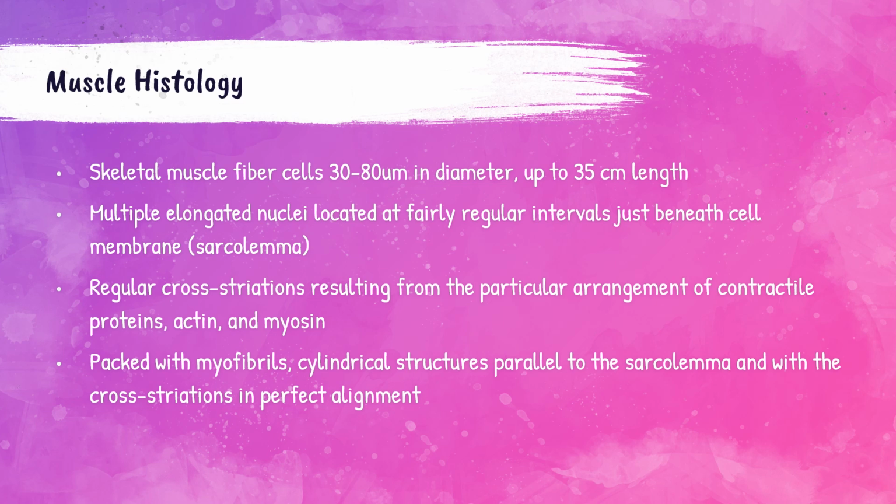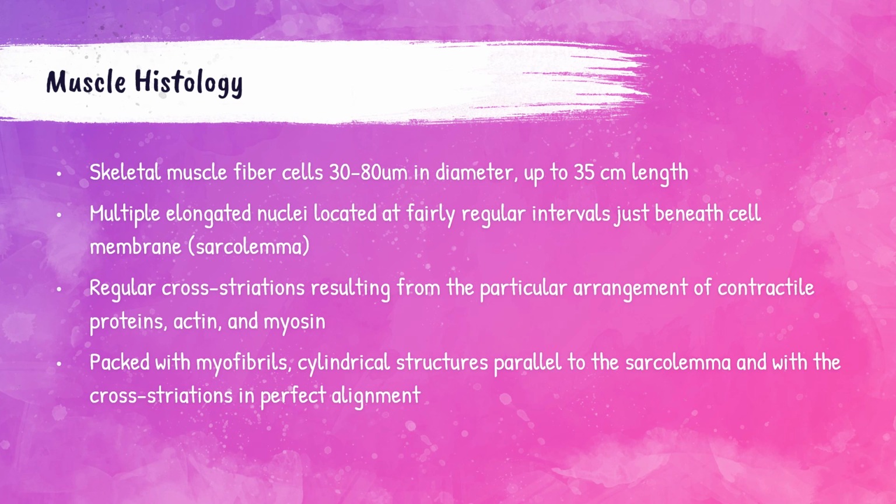Because most of the methods in enzyme histochemistry are for the detection of muscle disease, it's important to discuss and understand the histology of muscles. Individual skeletal muscle fibers or cells are usually around 30 to 80 micrometers in diameter and can be as long as 35 centimeters in length.